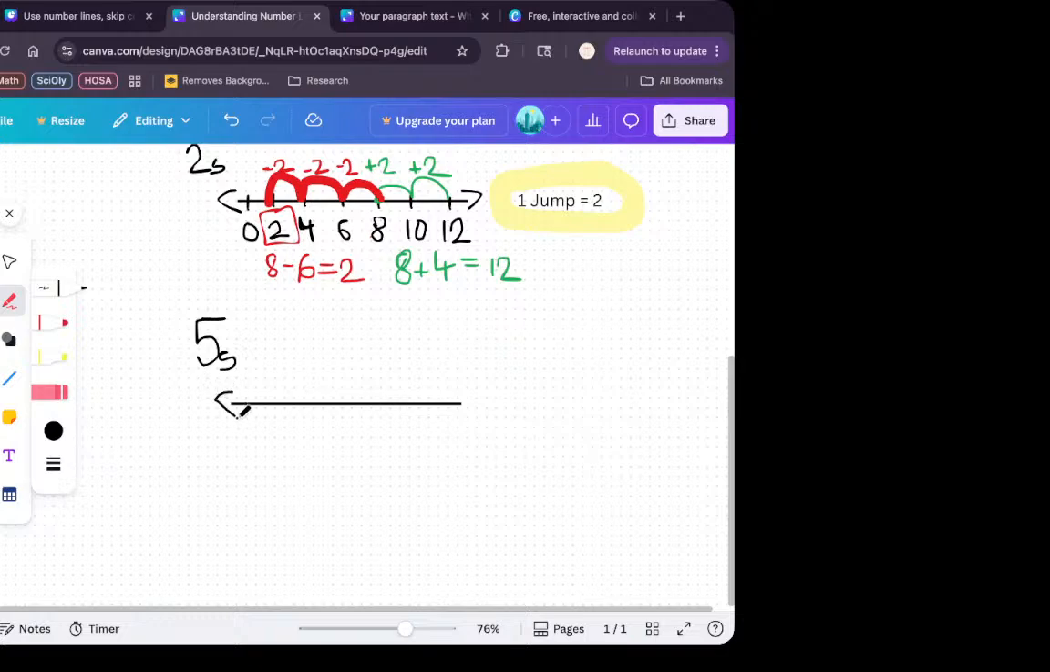Okay, right over here. Let's start with 0. Move on to 5. And then plus 5 is 10. Plus 5 is 15. Plus 5 is 20. Plus 5 is 25. And then plus 5 is 30.